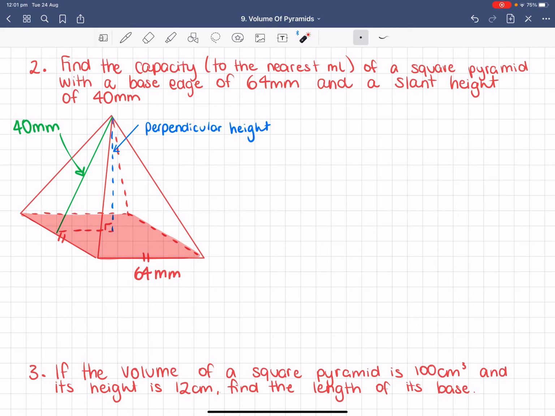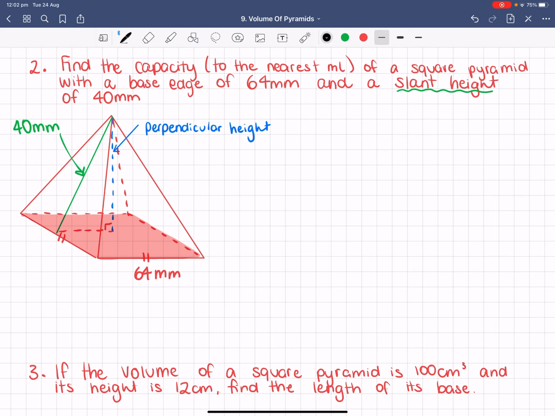What that means is we want to work out how many milliliters this thing could hold if it could hold a liquid or a gas. So it tells you it's a square pyramid, so that means the base is a square, and it tells you the base edge is 64 millimeters, and it has a slant height of 40 millimeters. So that is this length that runs along the front of the face. For the volume, we want the perpendicular height, which it doesn't give to us.